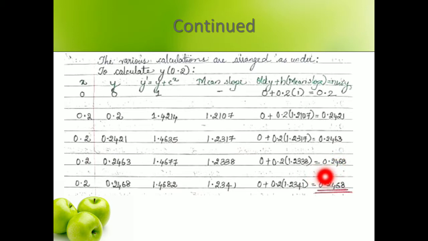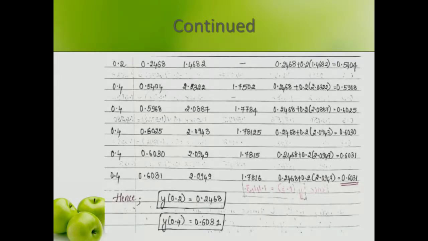0.2468. You can stop the iteration here. So the y value at 0.2 is 0.2468. We'll go for 0.4 now. For 0.4 we have to find a new y value. Before that we will be taking 0.2 only. So the 0.2 y value is 0.2468.